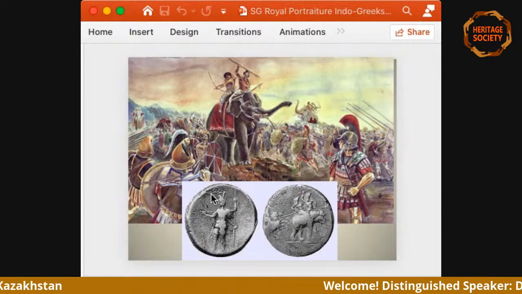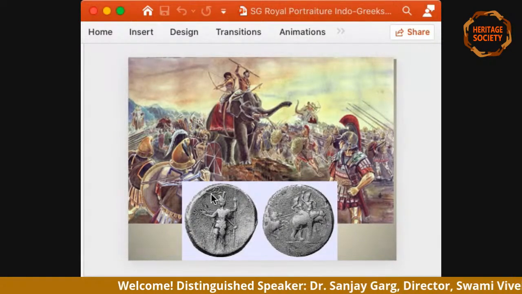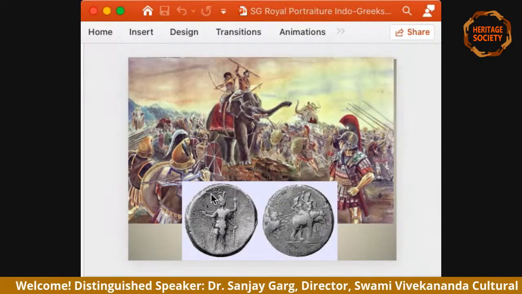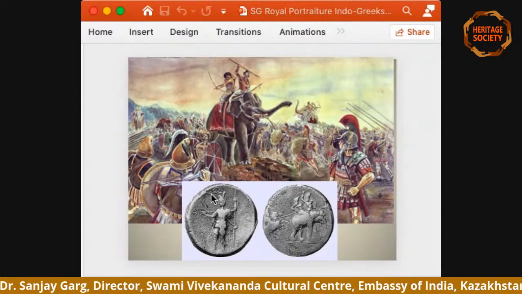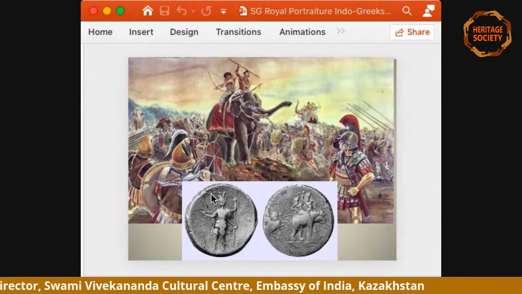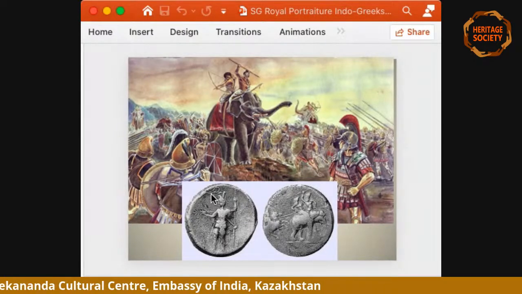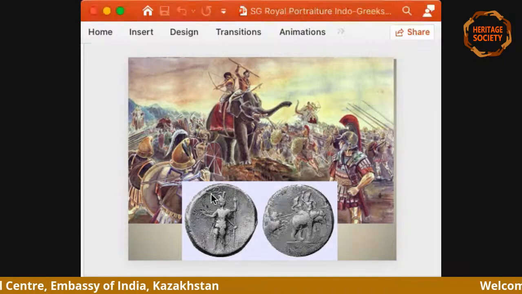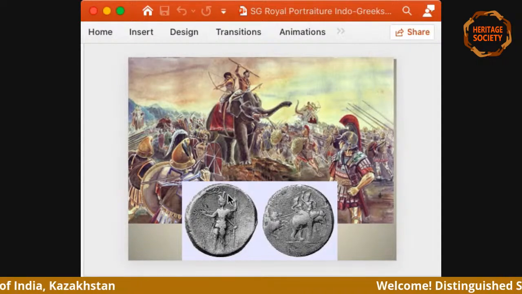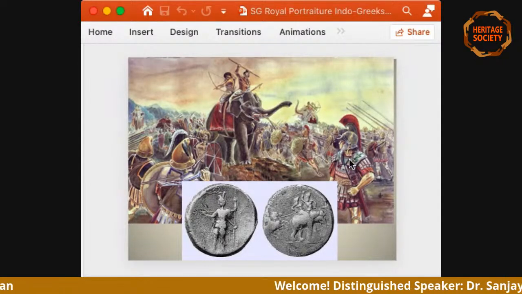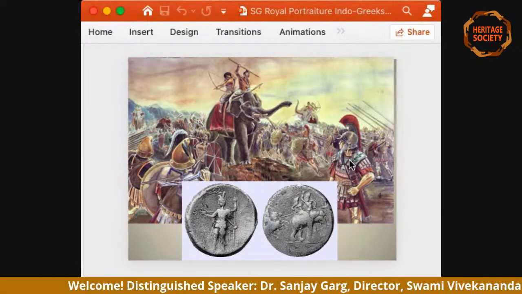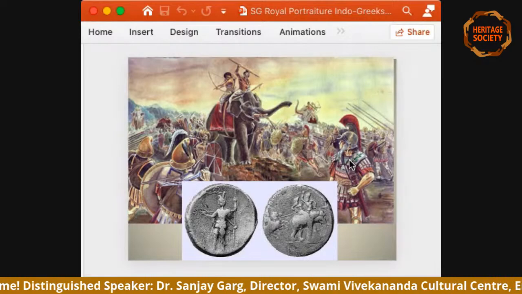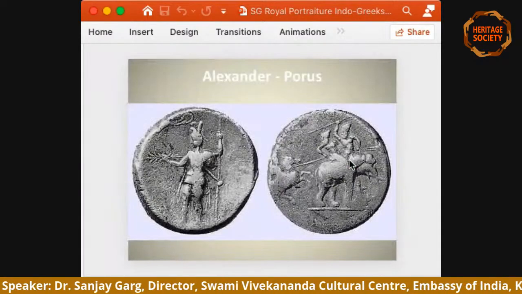Various accounts of this famous battle, which was fought between King Porus and Alexander, are known to us. And as we know, King Porus was defeated, and Alexander was victorious in this battle. And we have got a numismatic evidence of this event.